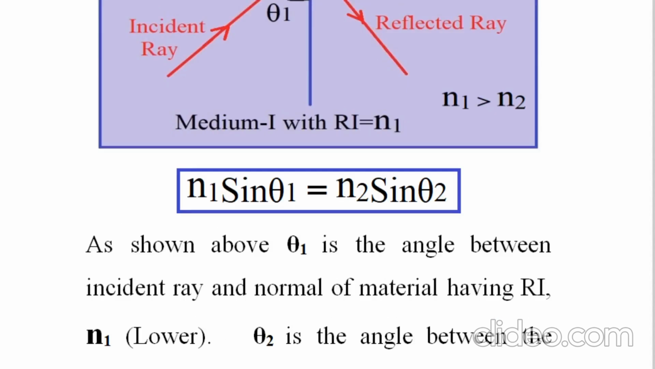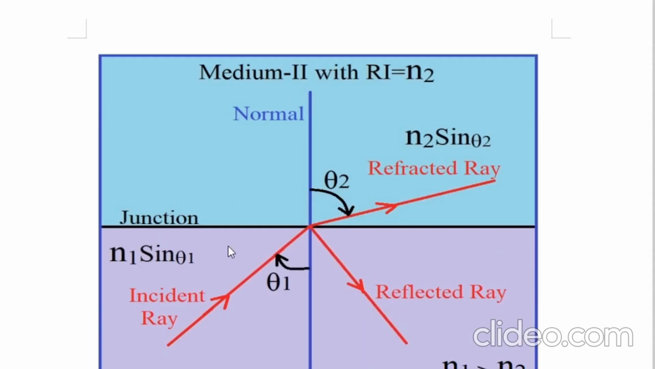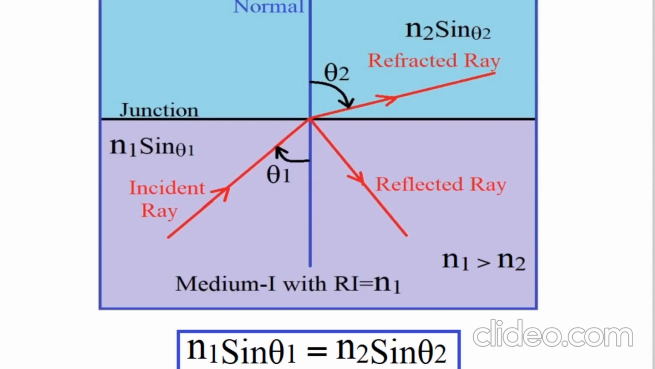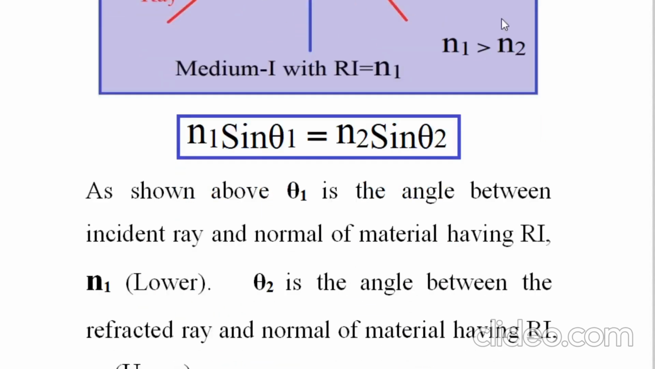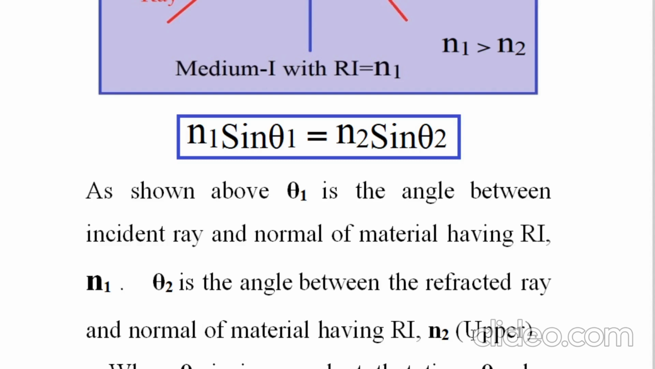Lower means lower material. This is upper and this is lower. So N1 is not lower, N1 is higher. So like that it is here. If you are confused, then we will remove that. So here it is N1 and N2, that material we will remove, because that will create confusion, and we don't want confusion.